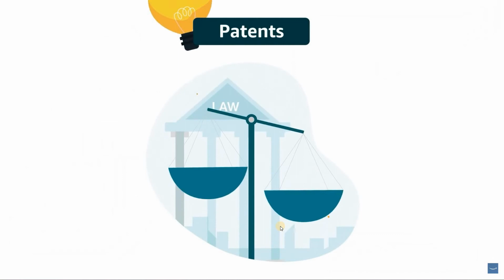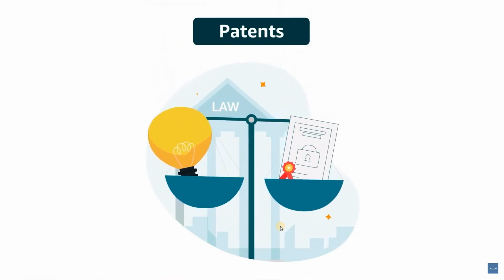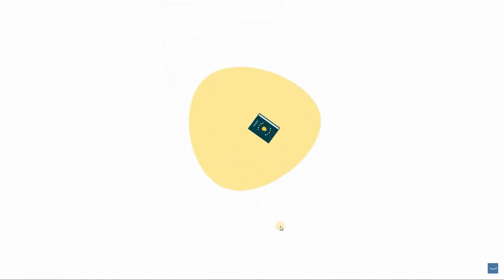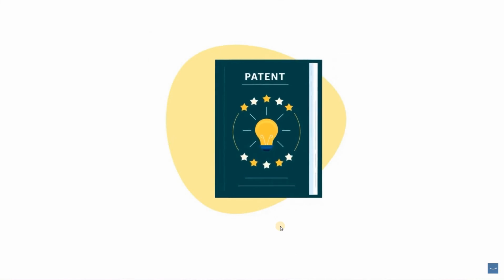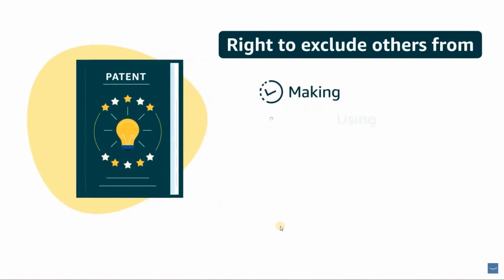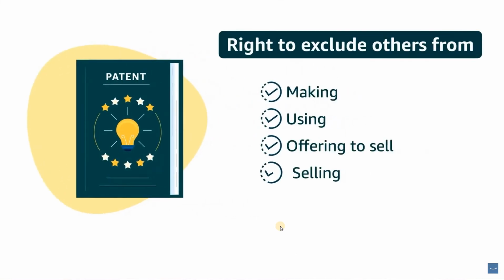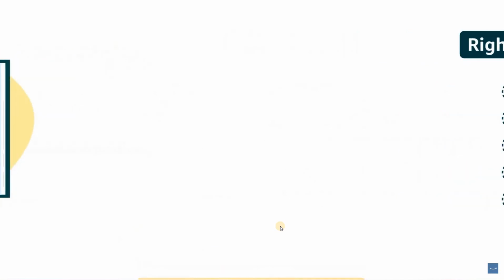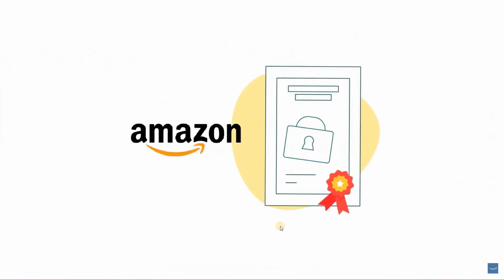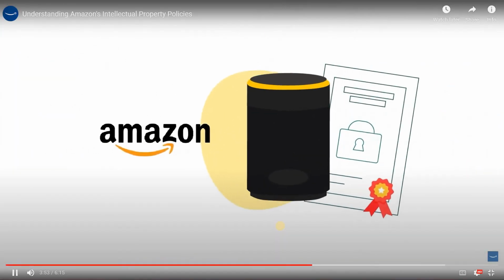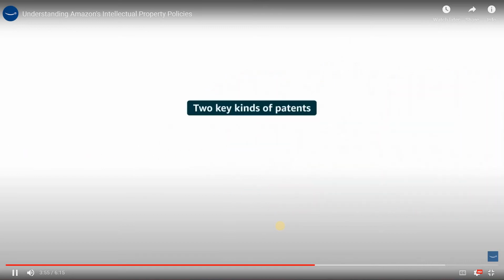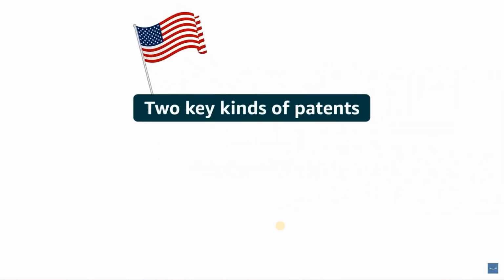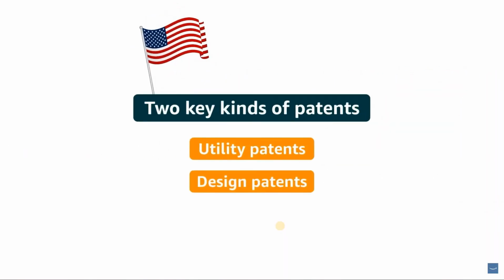3. Patents. Patents are legal protections for inventions. A patent grants the owner of the patent a right to exclude others from making, using, offering to sell, selling, or importing the invention into the United States for a specific number of years. For example, Amazon holds a design patent for the Amazon Echo speaker design. There are two key kinds of patents in the U.S., utility patents and design patents.